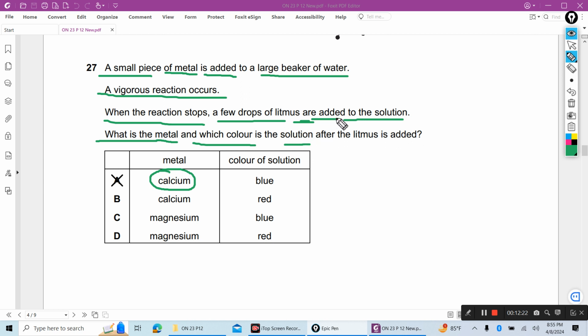And as for the color, magnesium reacts with water, and magnesium hydroxide, an alkali, is formed. So a few drops of litmus are added, and this will be blue. Alkali turns red litmus to blue, so the answer will be blue. A is the correct answer.